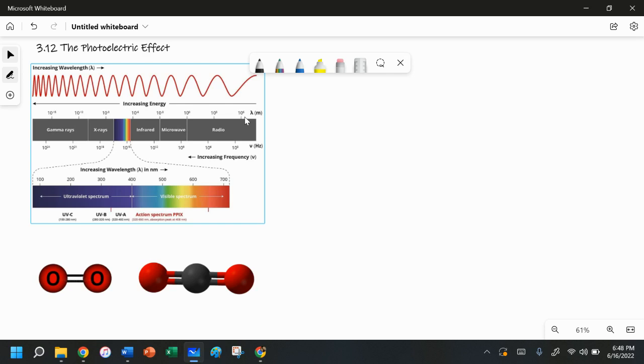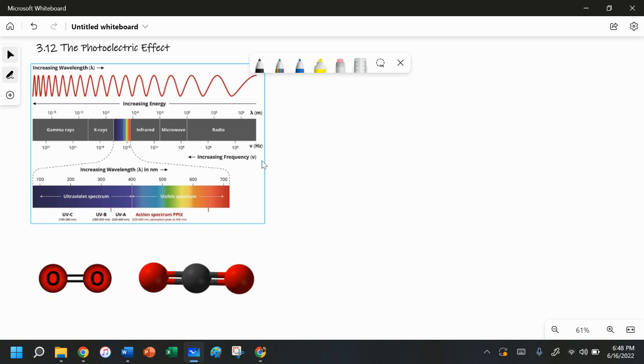The opposite is true of wavelength. The wavelength actually decreases. It's an inverse relationship. So radio waves have very long wavelengths, and then they decrease as you go to gamma rays, which have very, very, very short wavelengths. So wavelength and frequency are inversely related.